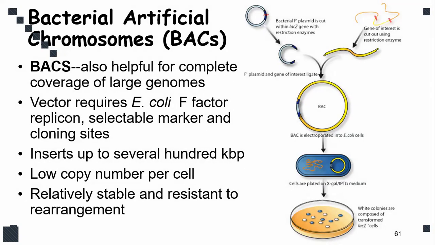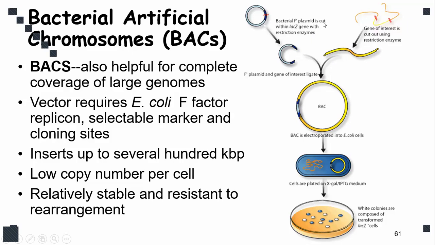So your BACs are helpful for complete coverage of large genomes. The vector requires the E. coli F factor, replicon, selectable marker, and cloning site. Remember, you have to get all this into your vector, because that's what makes a vector suitable or good. Inserts up to several hundred kb will be taken, with low copy number per cell, relatively stable and resistant to rearrangement. That is the beauty of this particular vector, and that is what you are seeing here.